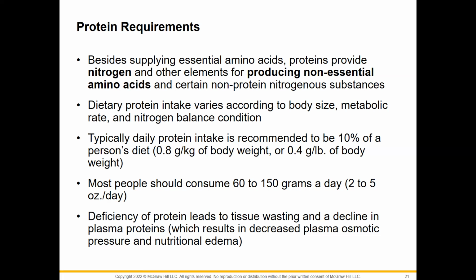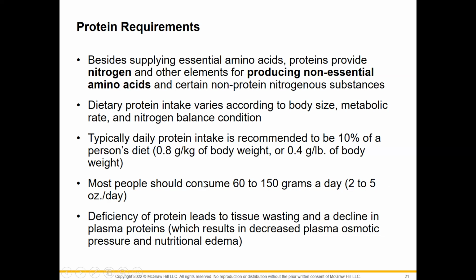All right, it should be protein. Most people consume 60 to 150 grams of protein per day. So that is 2 to 5 ounces of protein a day. 2 to 5 ounces. That's not very much. So, 2 to 5 ounces is way less than most of us are actually eating.